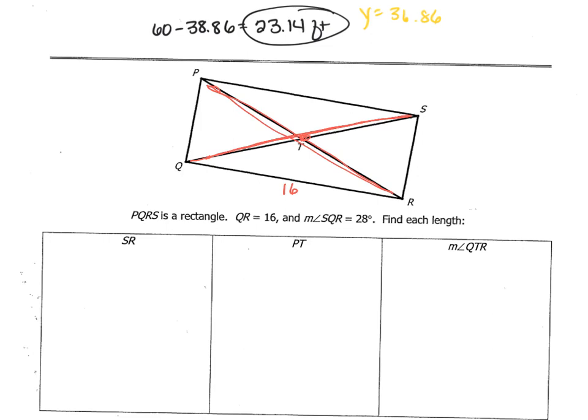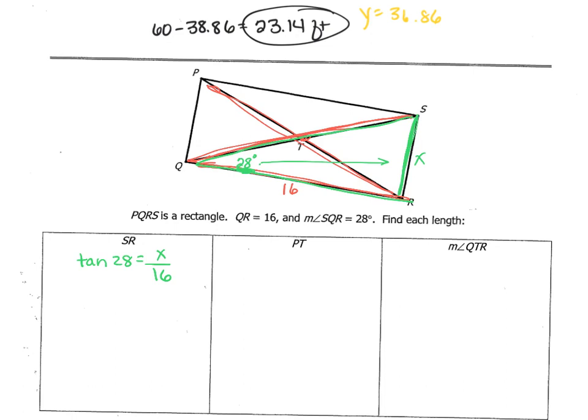An angle SQR, so let me do that in a different color. SQR is 28 degrees. Find each length. The first thing I want is SR. So if I look at this green triangle, in relation to this 28 degrees, I need opposite and I have adjacent. Well, again, that's tangent. So we're going to go tangent of 28 degrees equals the opposite, I don't know, I'll call it x, over the adjacent, which is 16.